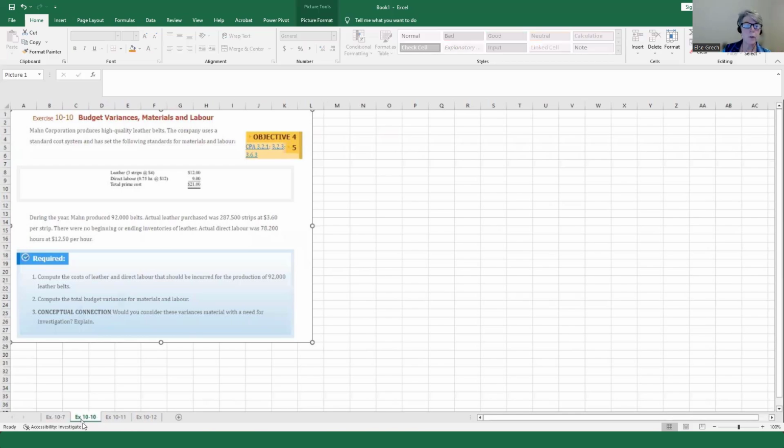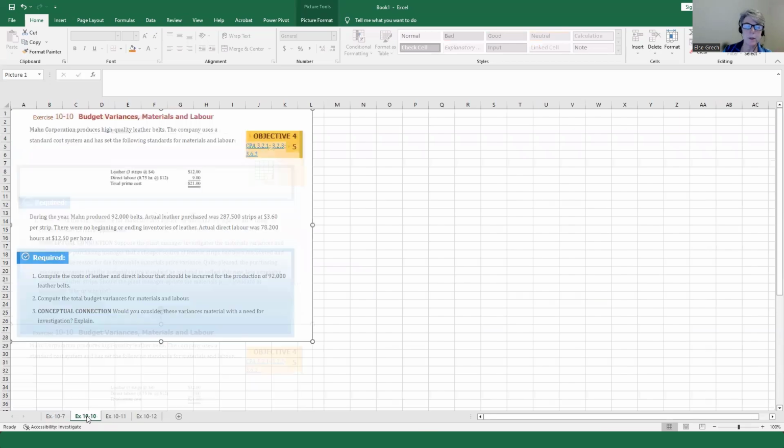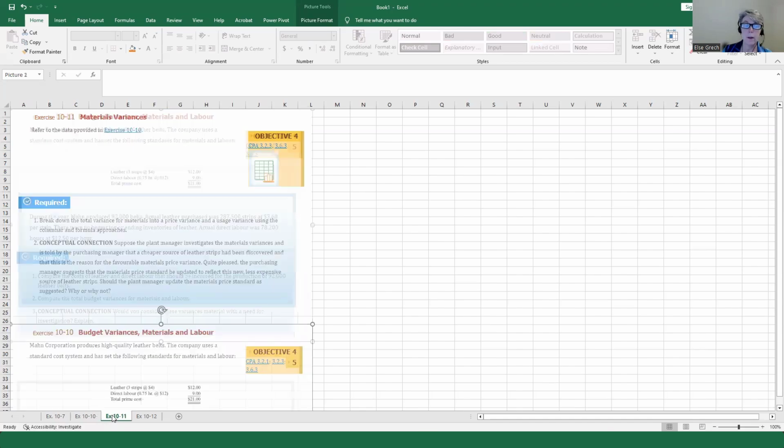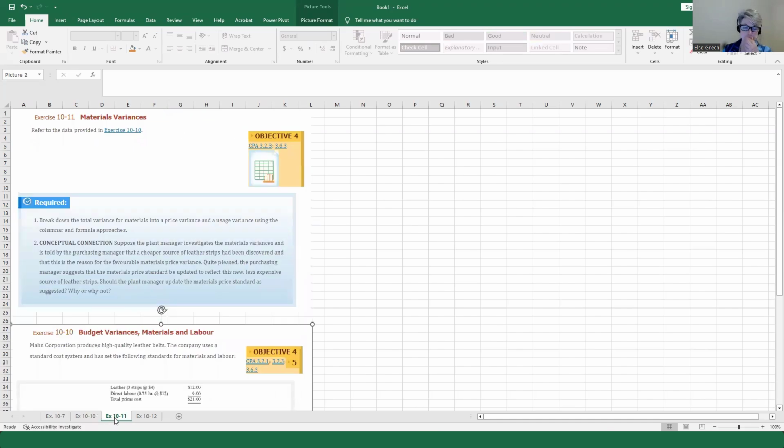Okay, so these three questions are interconnected. What I'm going to do is this: the question says, what is the total variance? And then what is the price and efficiency variance? The total variance is automatically calculated when we do the price and efficiency variances. So I'm jumping in here, and it says use the data from exercise 10.10. I'm going to combine this together.